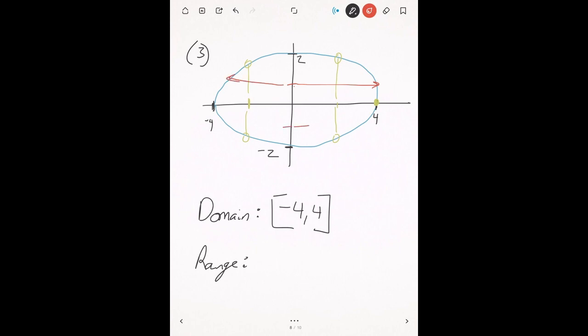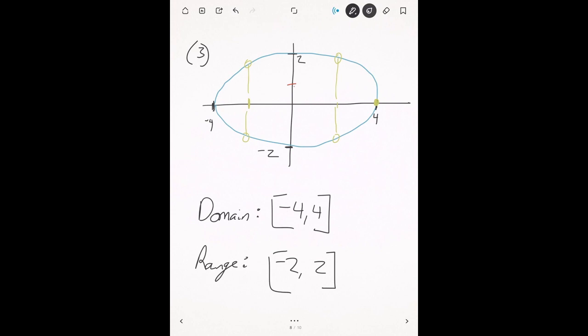And really, as long as I stay in this graph, it kind of does. But as soon as I step outside of the graph, there's no longer a point where it crosses. So what we're going to say is that the range for this particular ellipse is from -2 to 2. And I'm going to include those points.